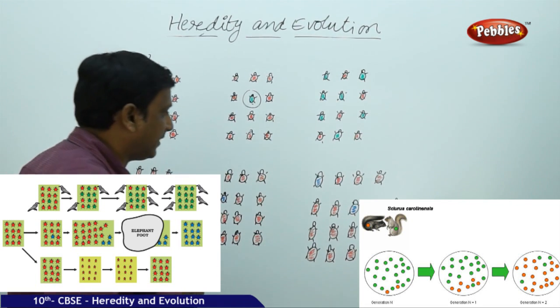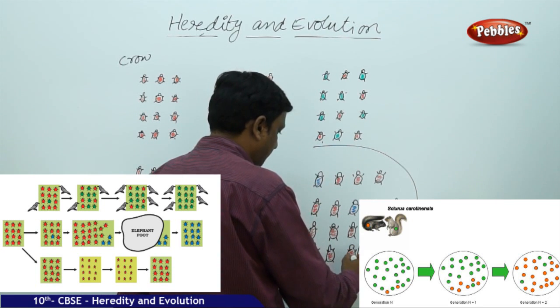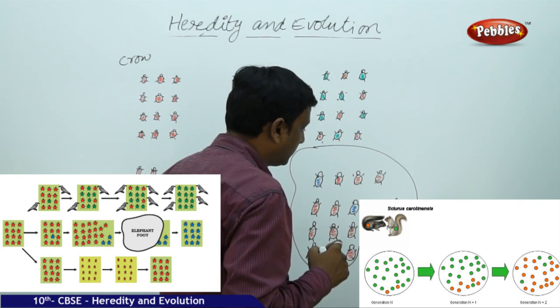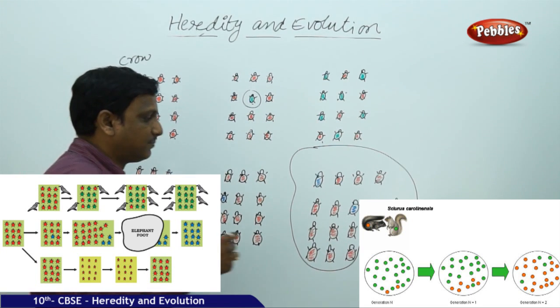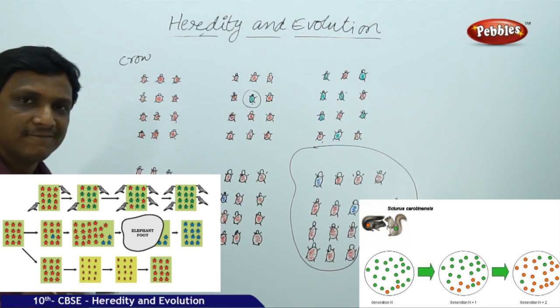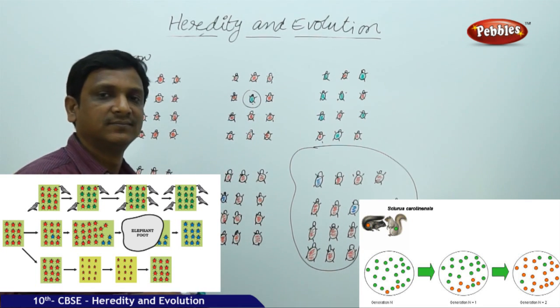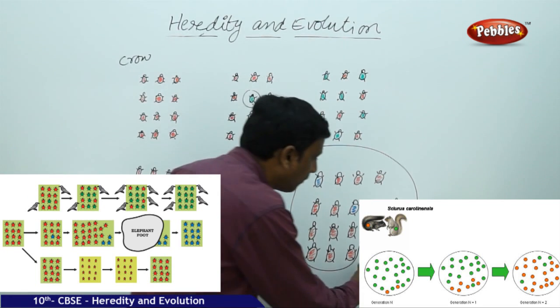Now suddenly what happened? An elephant stepped on these beetles. This is the elephant foot. So the elephant stepped and all the beetles died except a few, which are only blue. Only a few blue beetles survived. The rest of the beetles died. So only these 4 blue beetles.